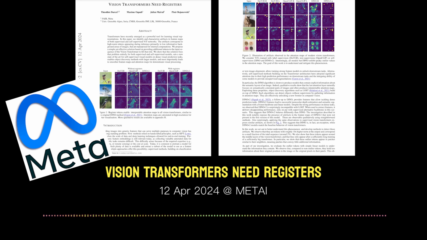This paper is mostly focused on things we do with images, but do you think what we've learned about register tokens and global information processing can be applied to other areas of AI too? That's a fantastic question, and I think the answer is definitely yes. Transformers are a very versatile architecture that has worked really well in lots of different areas, from natural language processing to audio analysis to even robotics.